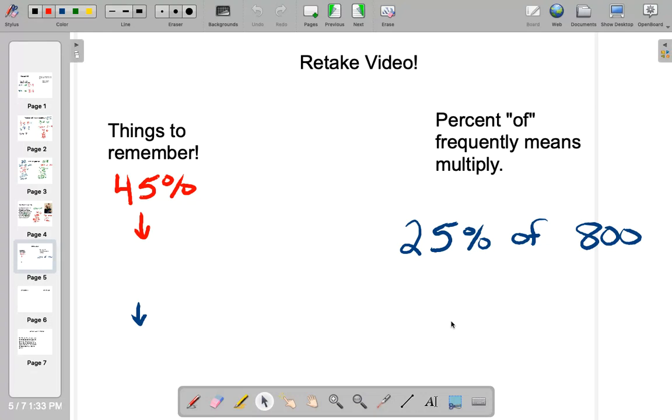Hello everybody, this is the retake video for percent of. If you have not watched the original video on this skill, please go back and watch that one first to make sure you fully understand the skills before we move on.